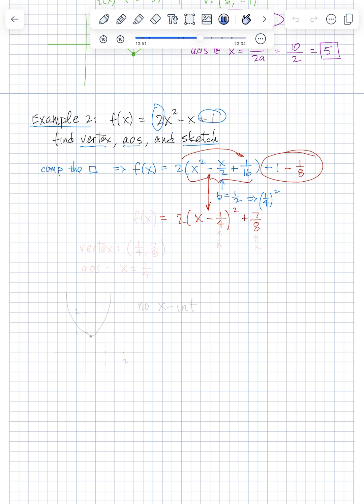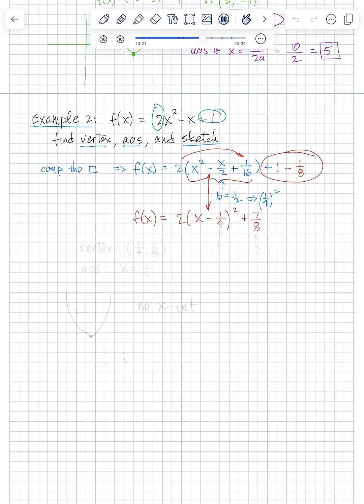Now you notice I did all this without decimals. And so you should do these without decimals, if at all possible. And most of the time it is. So here's our f of x is equal to 2 times quantity x minus 1/4 squared, plus 7/8.